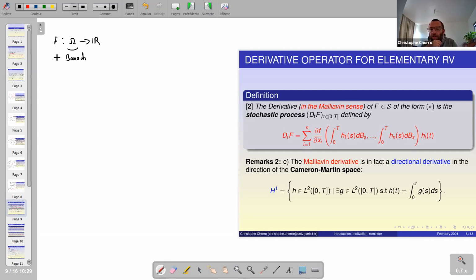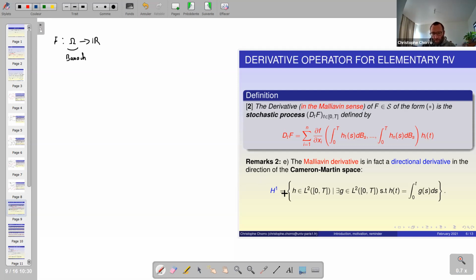Okay, so Fréchet differentiability is not a good idea, but it remains the second idea of differentiation, that is the notion of directional derivative. And in fact, what I want to see in the last part of my remark too is that this definition here is not very far, and in fact is very close to a notion of directional derivative, but in a particular direction, okay?